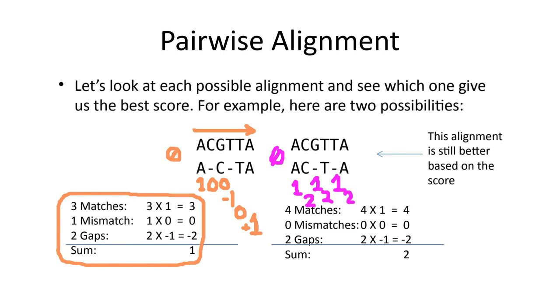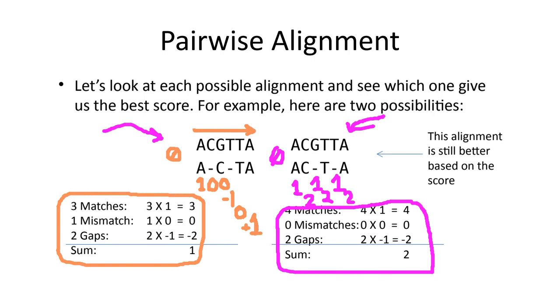Same thing. The total score for this would be 2. Or you can just do it this way by adding up all the gaps and mismatches. Either way, the one on this side has a score of 2. The one on this side has a score of 1.